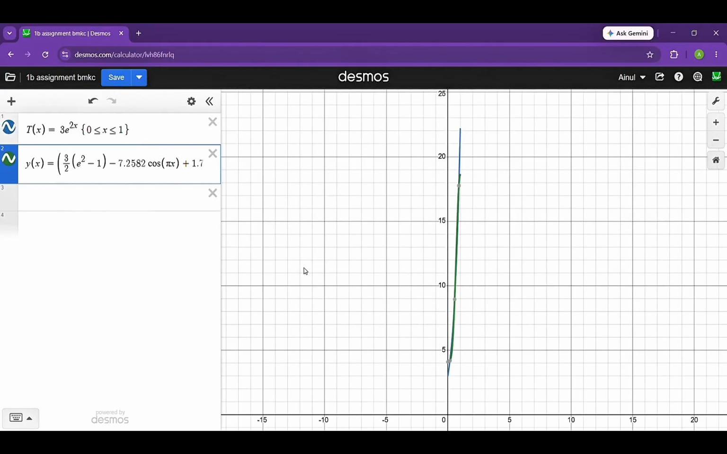So here is the graph for question 1b. The blue graph represents the original temperature distribution, while the green graph is the Fourier cosine series approximation using the first three non-zero terms. We can observe that the approximation closely follows the original function.